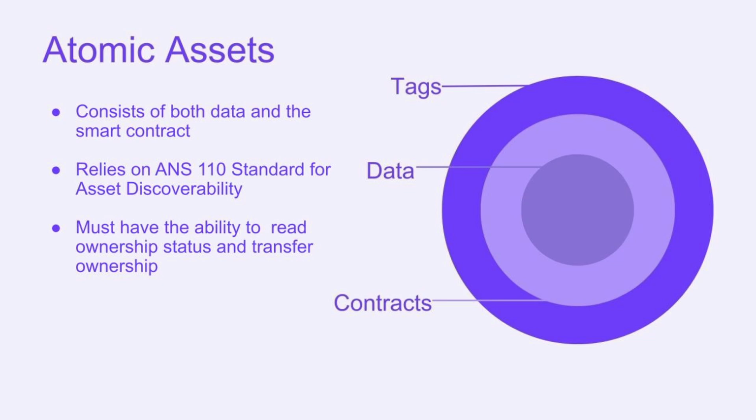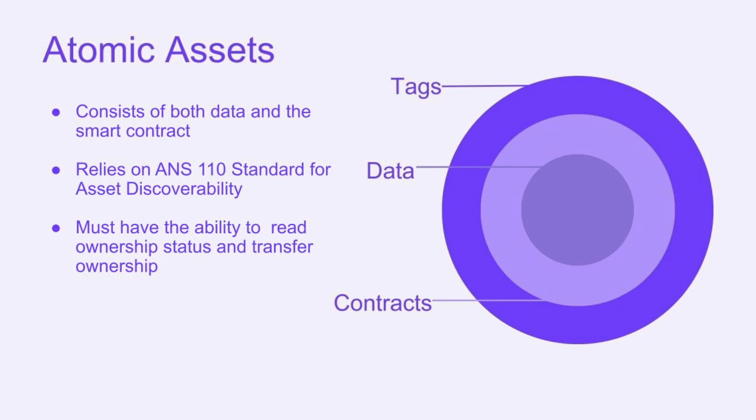As can be seen in the diagram, the core of the atomic asset is the data, or the post in our case. The secondary layer is the smart contract. It consists of information like asset ownership, as well as other secondary data like likes and comments associated with the post. And the third layer is the tags, which help with indexing and querying our asset. Atomic assets also have a standard for tags known as the ANS-110 standard for asset discoverability. This includes some standard tags like title, description, type, and creator, which help us identify our content on the network with ease.